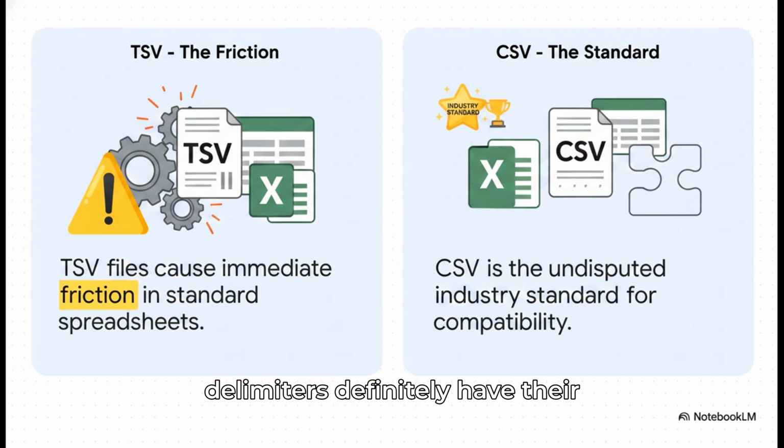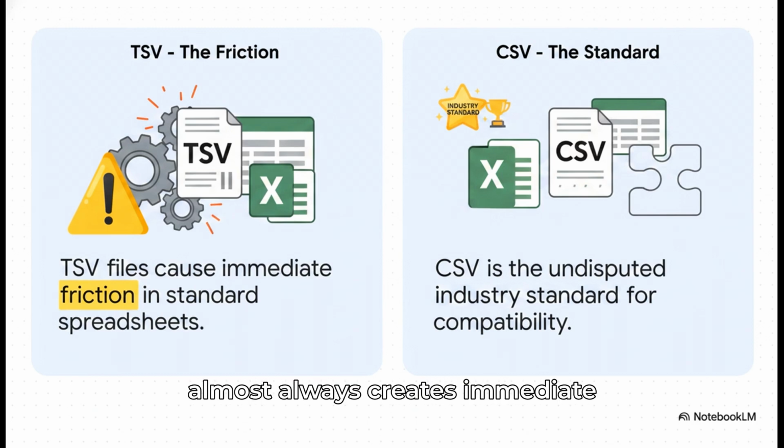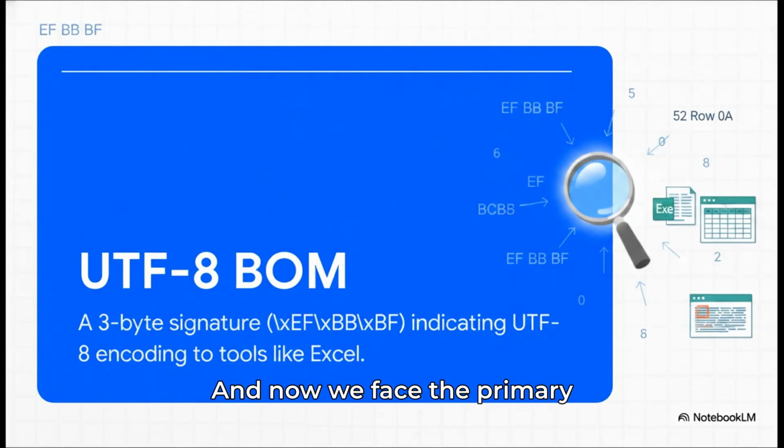And while those alternative delimiters definitely have their place in data engineering, sending a TSV or semicolon file to a non-technical stakeholder almost always creates immediate friction the second they try to open it in their standard spreadsheet app. And now, we face the primary antagonist of data exports, the UTF-8 byte order mark, or BOM. This is a tiny hidden 3-byte signature tacked onto the very start of a file.